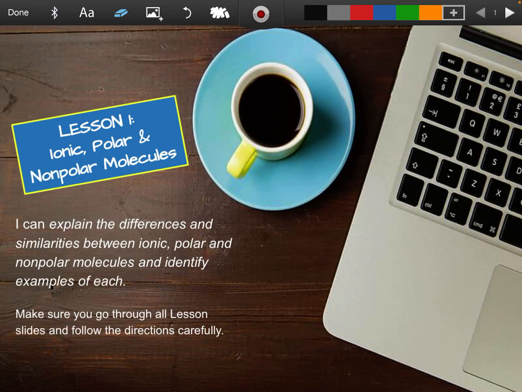The notes for Unit 7, Lesson 1 will cover ionic, polar, and nonpolar molecules. A lot of the information from this lesson will be a review, and we're actually going to take this lesson and split it over the course of 2 days. So today we'll talk about polar and nonpolar. Tomorrow we'll follow up with more ionic and covalent.